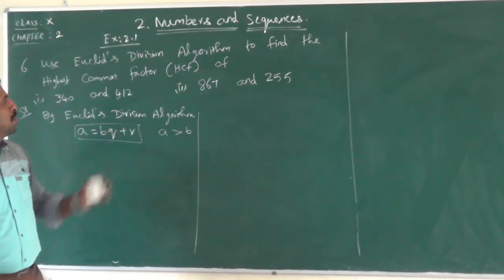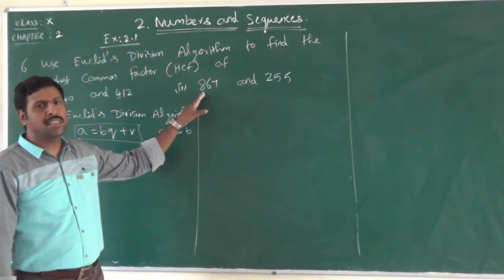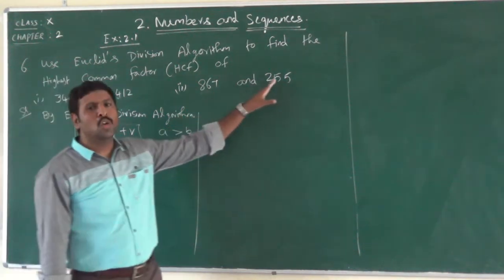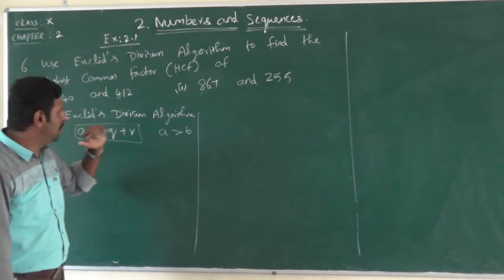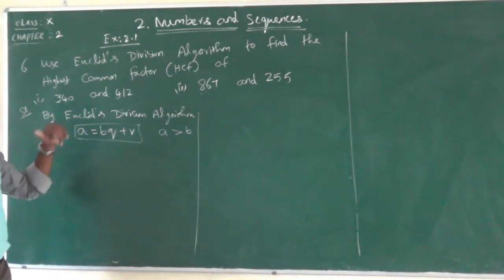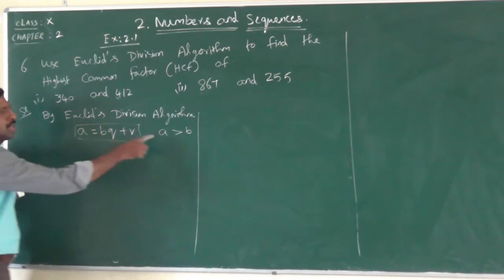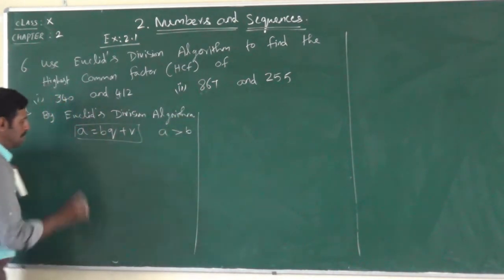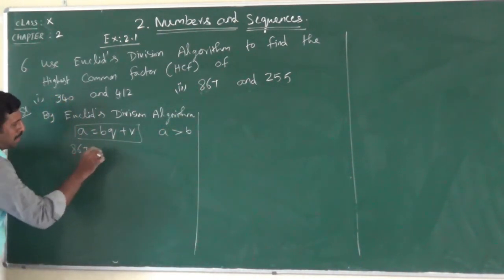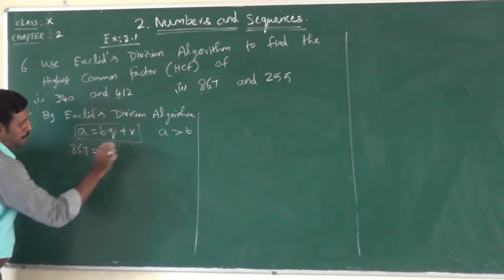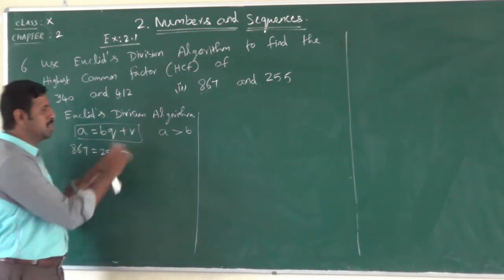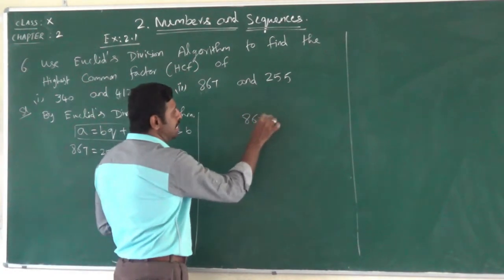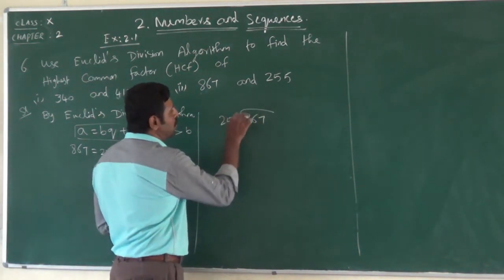Okay, let's see the second common number. Here we have the second common number as 867 and 255. By using the Euclid division algorithm, we have the form a is equal to bq plus r. So the greater integer, 867, is divided by 255. Now we want to find the quotient and remainder.